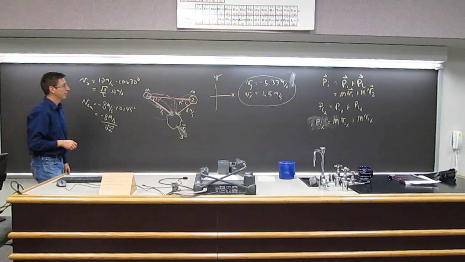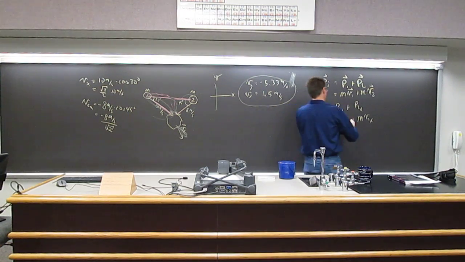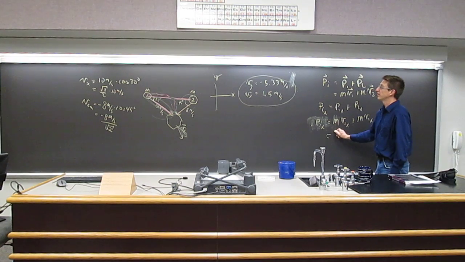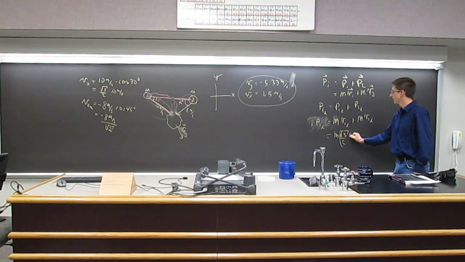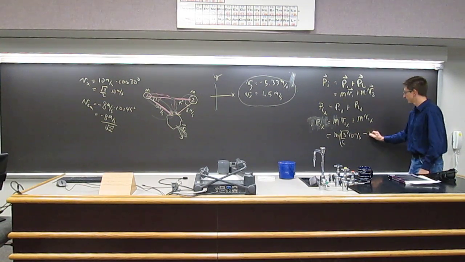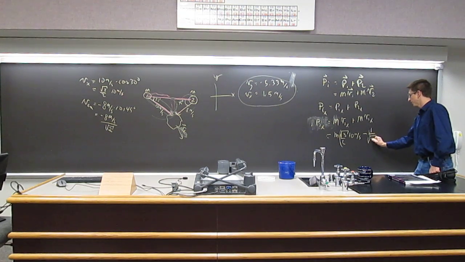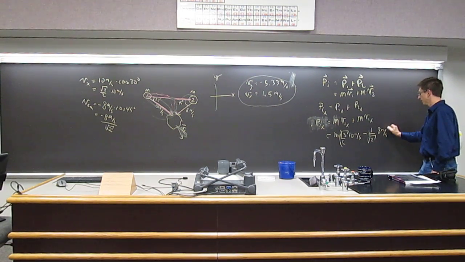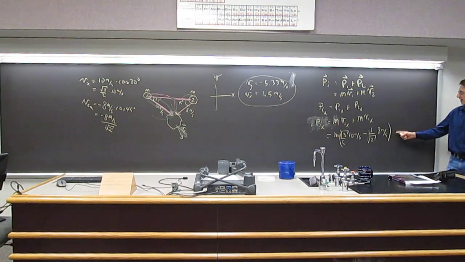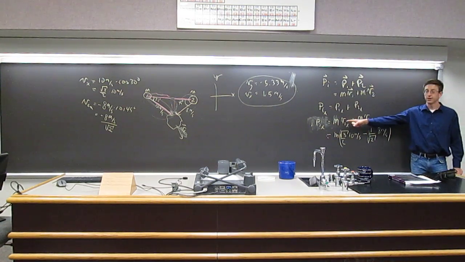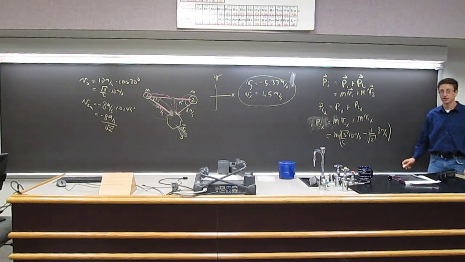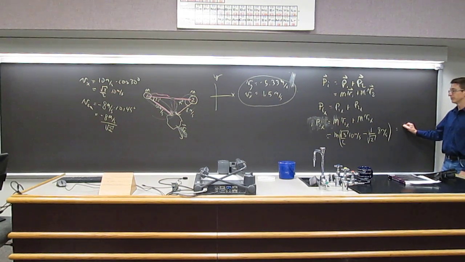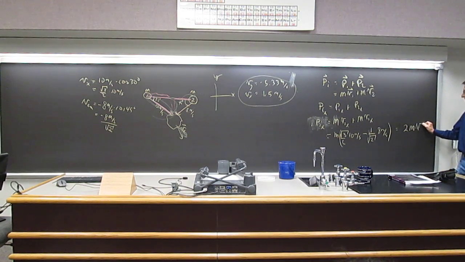Okay, and so I can plug this in here. This is going to be m times square root of 3 over 2 times 10 meters per second minus 1 over square root of 2 times 8 meters per second. And this is the initial momentum in the x direction. Momentum's the same before and after the collision, so that also has to be the final momentum in the x direction, right? And that would be 2m Vx.